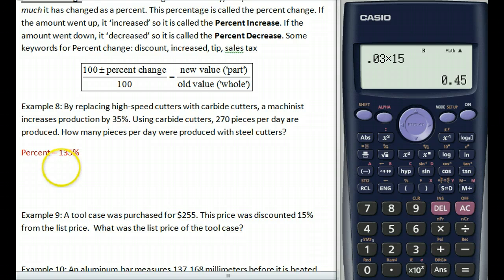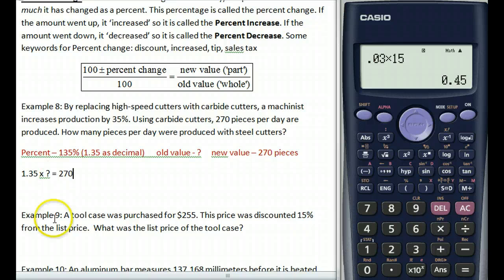So the percent is 135%, or as a decimal, I move the decimal point 2 places to the left, so it's 1.35 as a decimal. My old value is what I don't know. That's my whole. My new value is my part, and it was given to me. It's 270 pieces. So I know that when I take my percent and multiply that by the whole, or the old value, I will get the new value, 270.